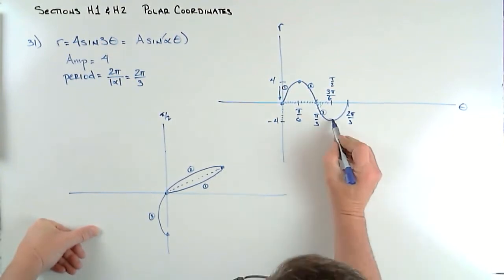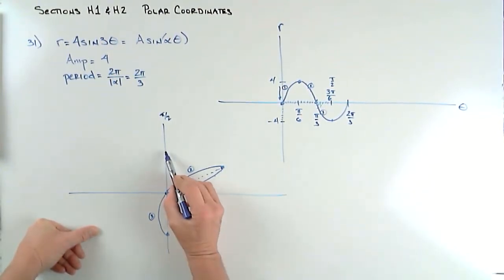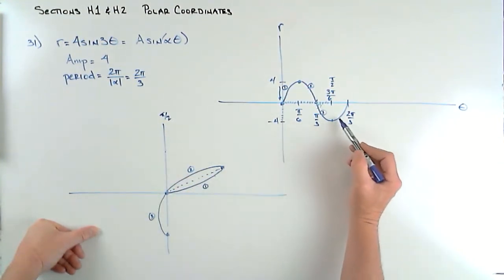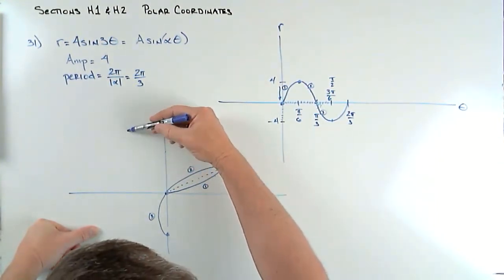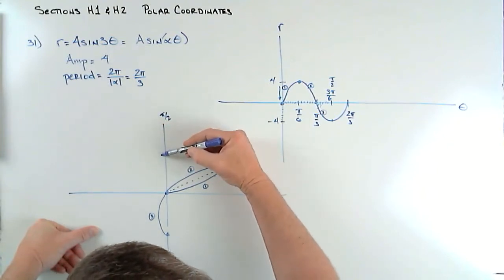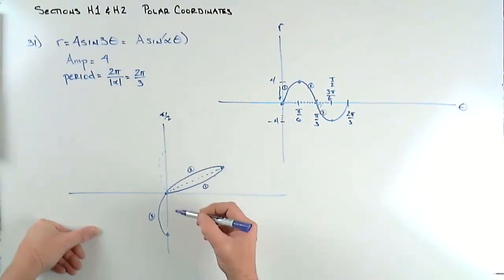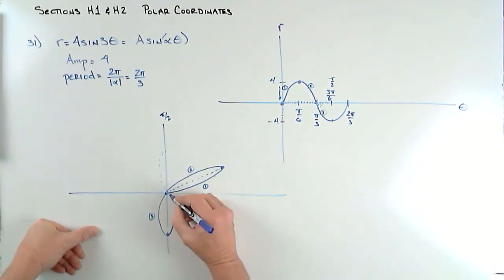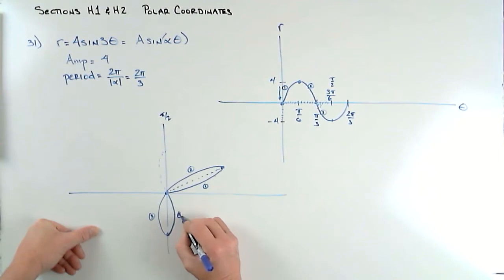Now for the next segment, we were at 4, right? We would be up here, except for the fact that we have a negative. We were here, and we went all the way to 2 pi over 3, which would be on this angle, and we would have moved back to 0. But again, we're reflecting through the pole. And so now we're down here. This is segment 4.